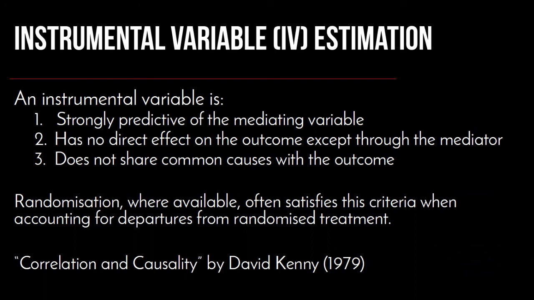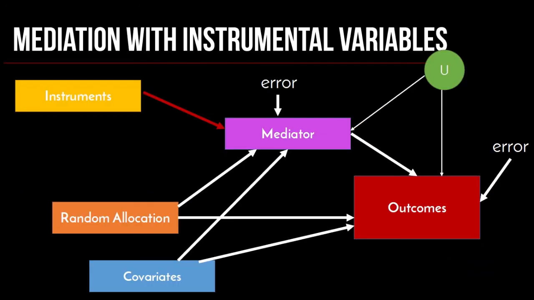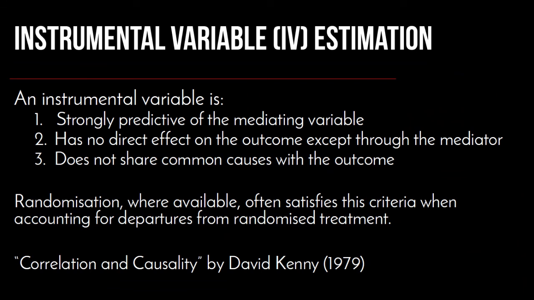The instrumental variable has to be strongly predictive of the mediator. That's one thing. And the other thing I didn't point out is that there's no direct effect between the instrumental variable and the outcome. So the only effect between the instrumental variable and the outcome is through the mediator, through that association with the mediator. And also, the instrumental variable doesn't share common causes with anything else in the model. Randomization often satisfies the criteria of an instrumental variable. But when there are departures from randomized treatment, then we need an instrumental variable.